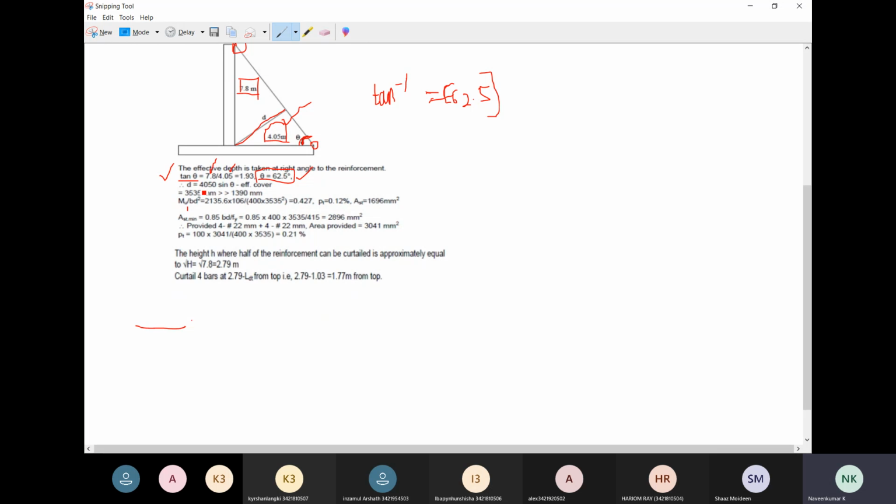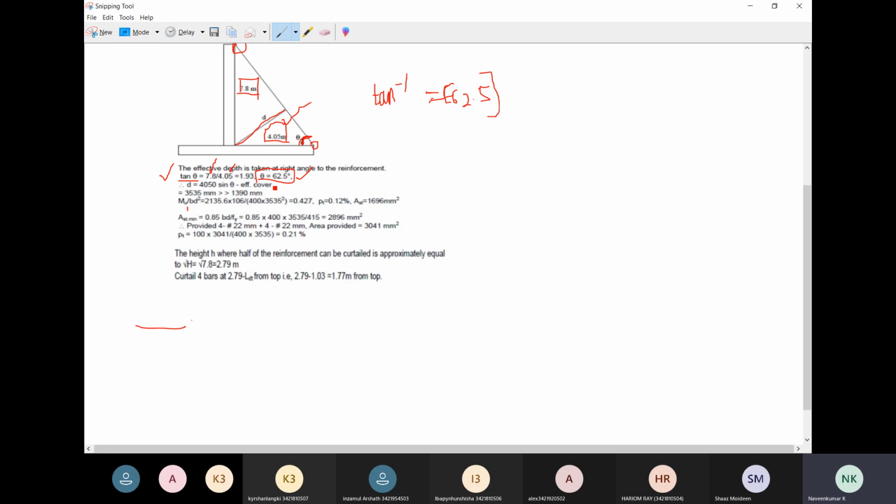After that, you calculate the effective depth of the counterfort support. How will you do that? Depth is equal to 4050 sine theta, that is, the width of the toe slab into sine theta, minus the effective cover. Usually the effective cover depends upon the structural element.